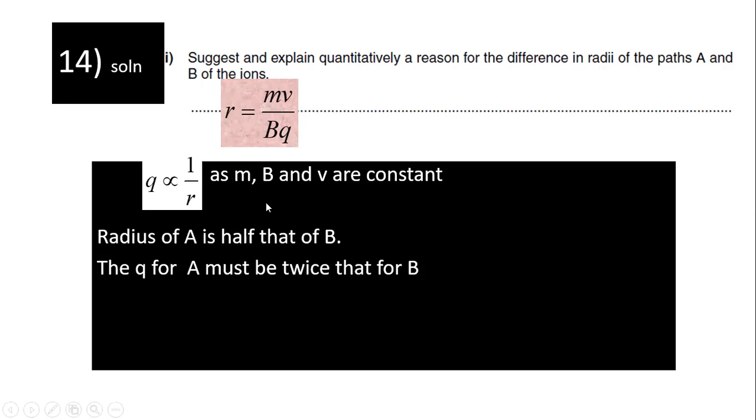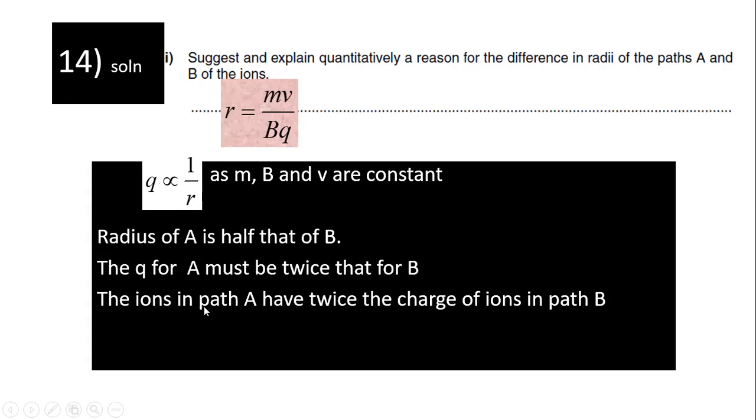Okay, you're interested in radius. The charge there, if it's twice, then the radius is smaller, correct? Ions in path A have twice the charge of ions in path B. That's why we just argue it out.